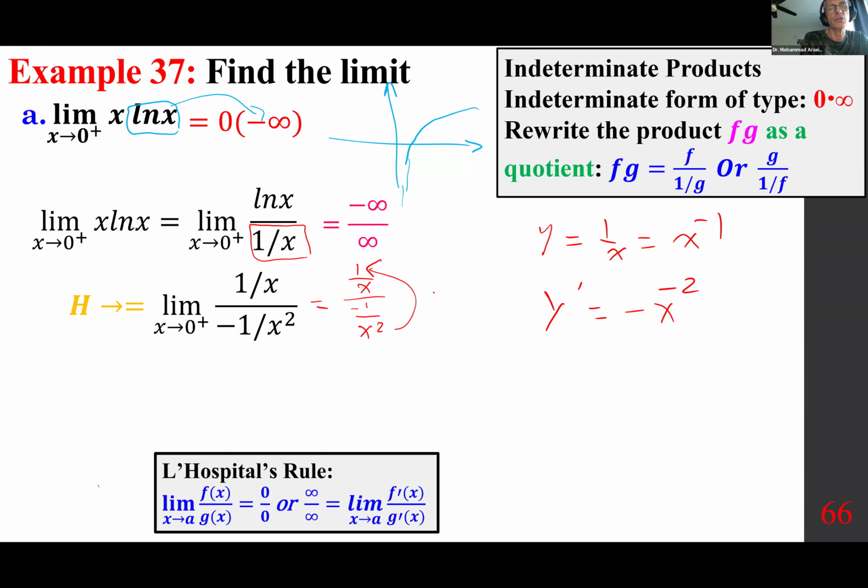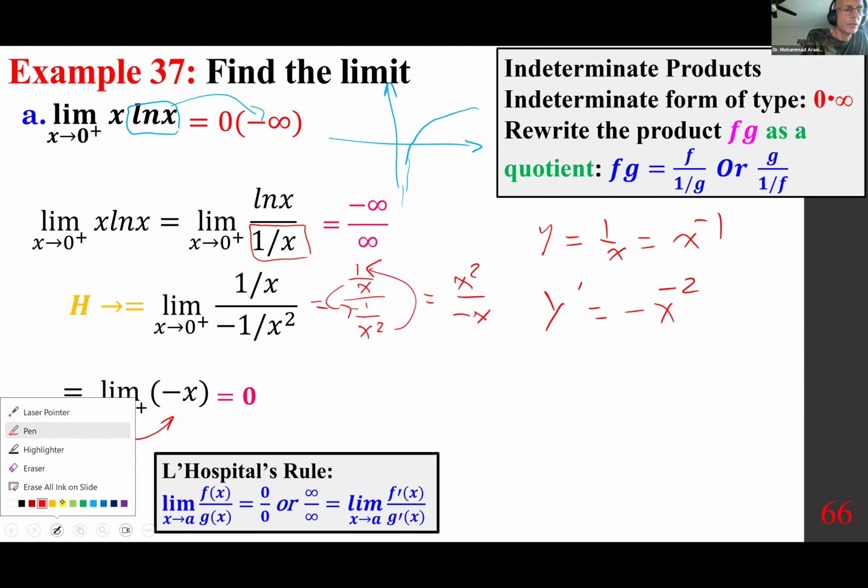So you multiply these two, get x squared, and multiply these two, you get minus x. So the answer is minus x. And if you plug in, the limit of negative x as x approaches 0 from the right is simply 0 when you plug in. Let me erase my work so we can continue.